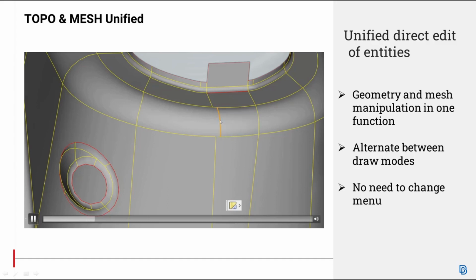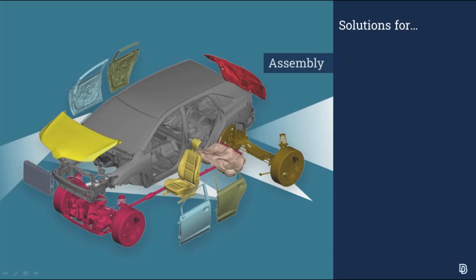Different options are available based on the selected draw mode, so there is no need for the user to change the menu or to exit the direct edit functionality during a process, since the various functionalities are accessible via the context menus depending on the selected entity.